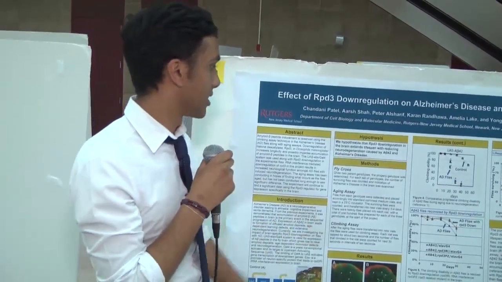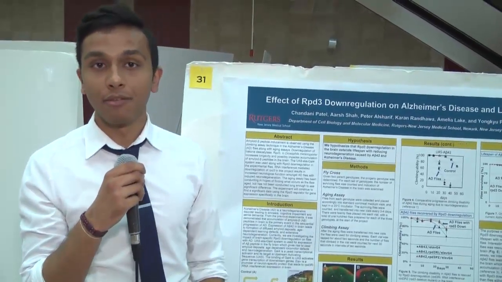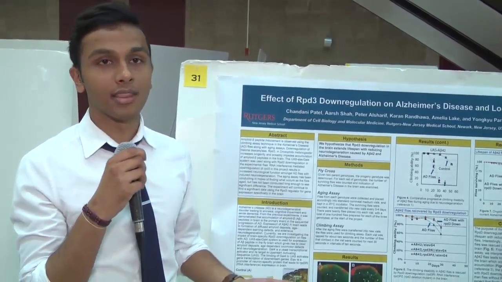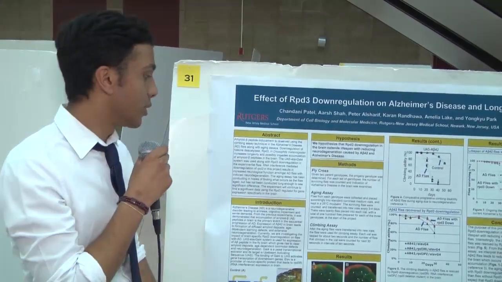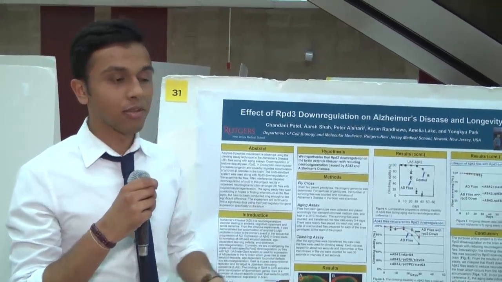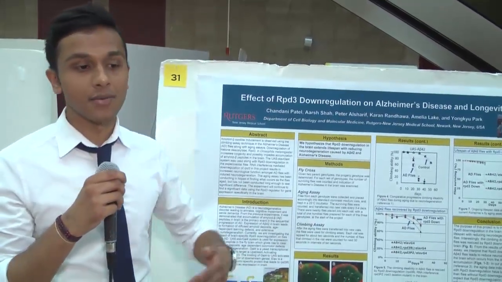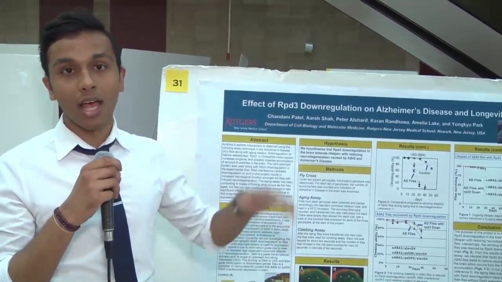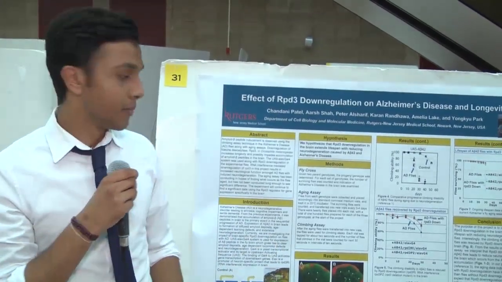And then the climbing assay. The climbing assay was how we actually tested the actual neurodegeneration of the flies and how we wanted to show that there is neurodegeneration caused by RPD3 downregulation. The way we did that was that after the aging flies were transferred, we basically tapped the flies about 2 to 3 seconds each, and we videotaped it, and we saw how they would climb up for 30 seconds, in intervals of 10 seconds each, and we recorded the data.